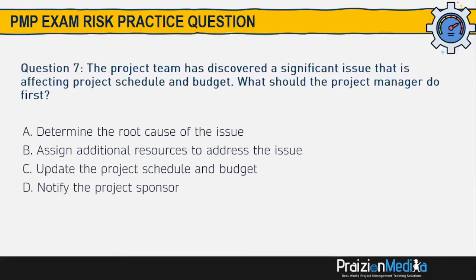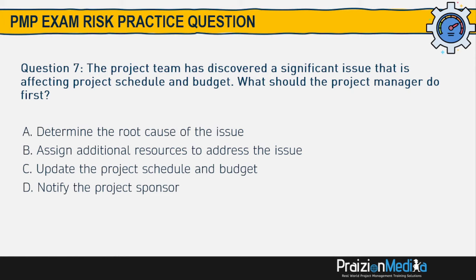question 7. The project team has discovered a significant issue that is affecting project schedule and budget. What should the project manager do first? All right. 3, 2, and 1. I don't know how many of you realize that this is a question about an issue, not a risk.